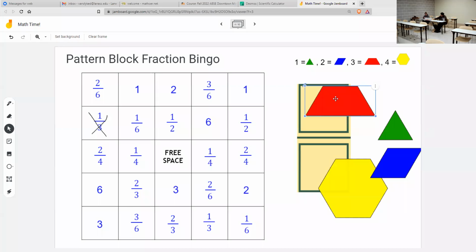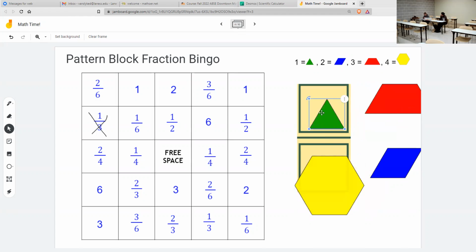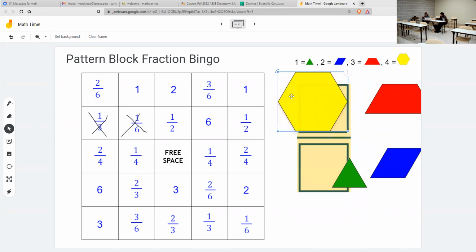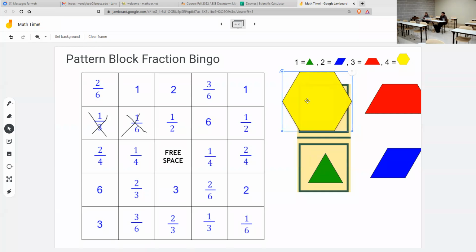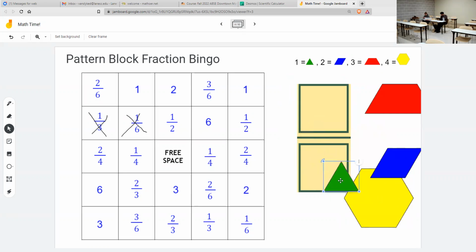What did you roll? 1 and 4. So if we put the green on top, how much of the yellow is a green? 1 out of 6. It would take 6 of these to cover the yellow. So I'll cover the 6. Bingo is coming. If I did it the other way around, how many greens is a yellow worth? If this is a whole, how much is this giant thing? 6 of them. So you could do 6 or 1/6.